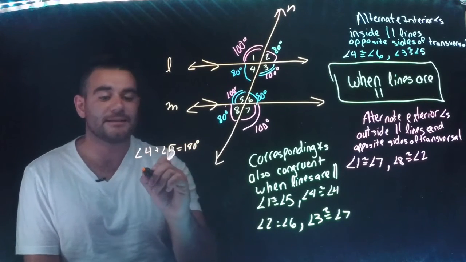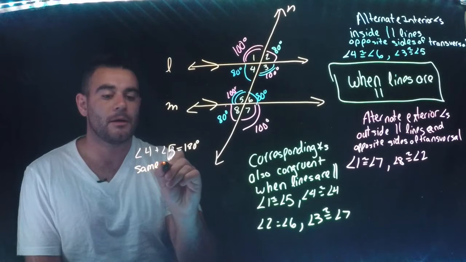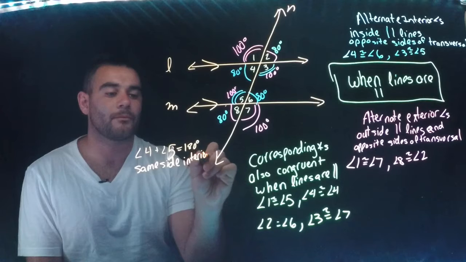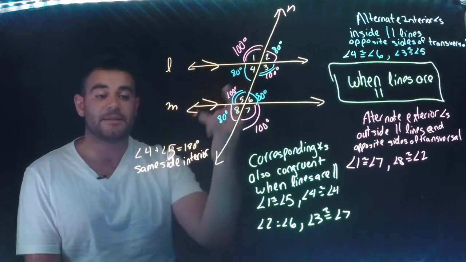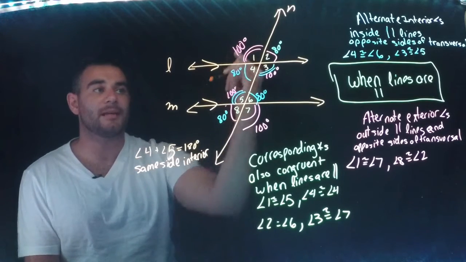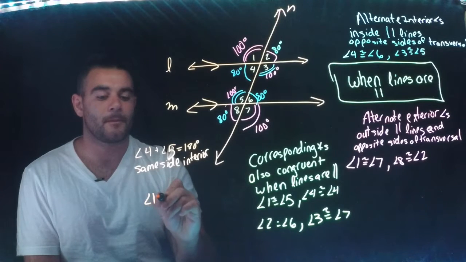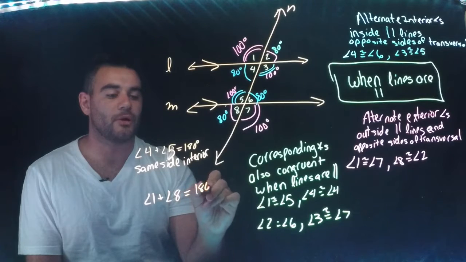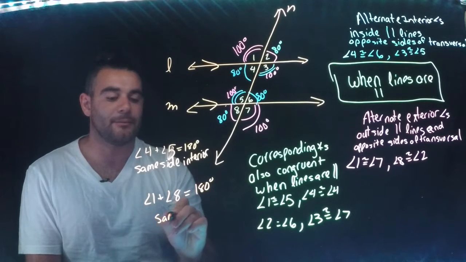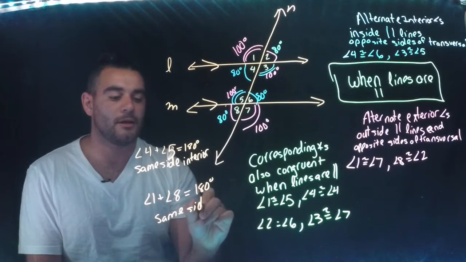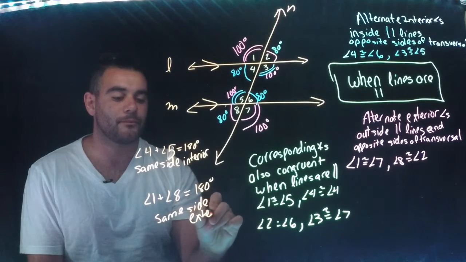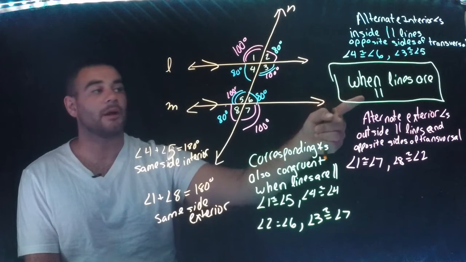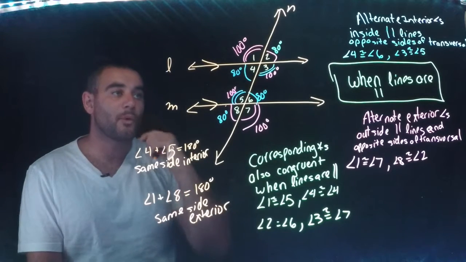Okay? And that's same side interior. Okay? And same side exterior would be the same idea. Angle 1 plus angle 8 would also be equal to 180 degrees, and that's same side exterior. And again, this is when lines are parallel, right? When lines are parallel, okay?